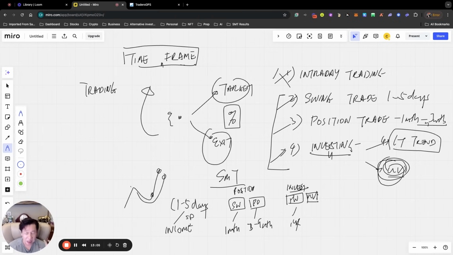I hope there is a takeaway. The takeaway is important. The takeaway is you need to know your time frame. You need to know the time frame before you enter any trade.